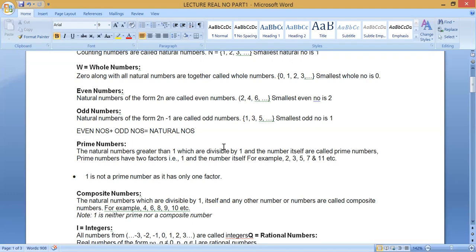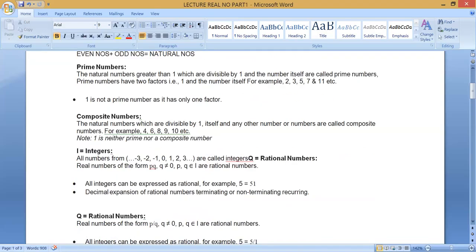Now after that, we have prime numbers. A very important thing is the prime numbers. The natural numbers greater than 1, which are divisible by 1 and the number itself, are called prime numbers. I have said greater than 1, so what comes to mind? Sir, you will have to take a number greater than 1, not 1. So prime numbers have two factors, 1 and the number itself. For example, you can take 2, 3, 5, 7, 11, etc.